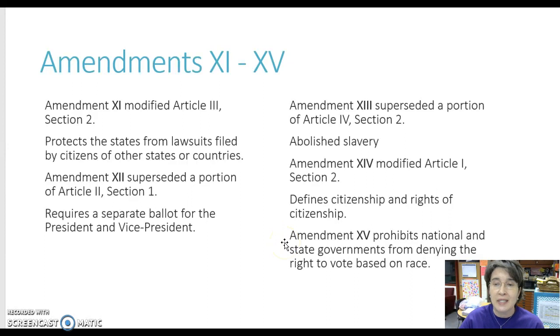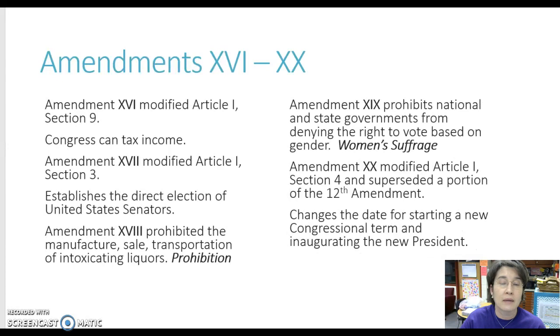Amendment 15 prohibits national and state governments from denying the right to vote based on race. That's another one to remember and keep in mind. So 13, 14, and 15 are all going to be important pieces as they relate to rights and how they relate to citizenship, especially as it relates to race.